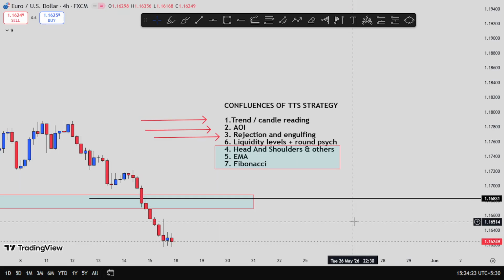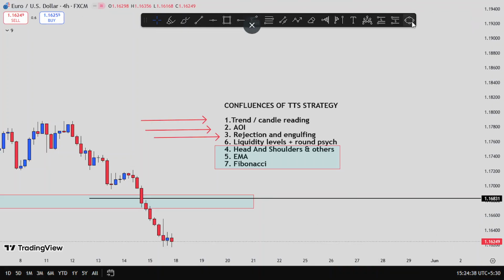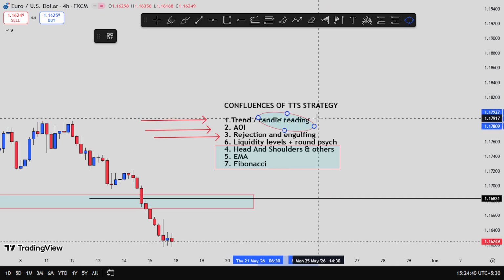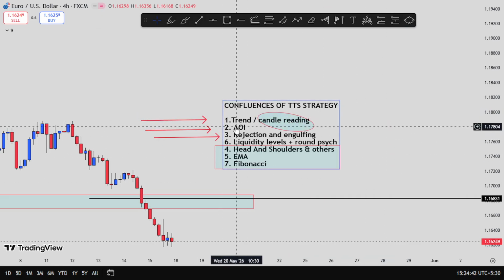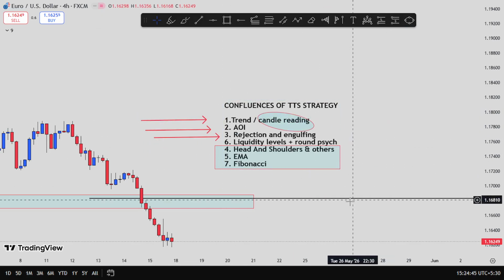So that is how it should be, guys. That's how you should stay. See, the head and shoulders, the EMA and the Fibonacci are not that important. Those are added confluence. The top 4 are the trend, especially the candle reading inside the trend, the area of interest, the rejection and engulfing, and liquidity levels. These 4 are the most important confluences.